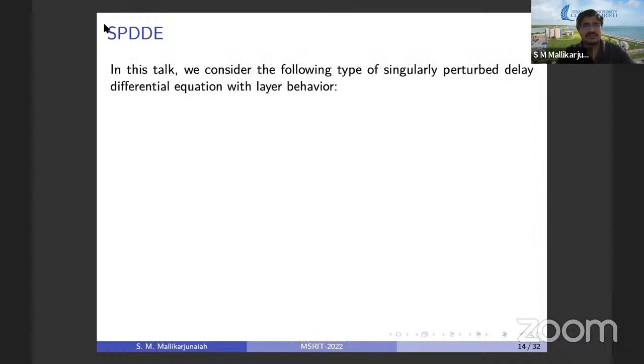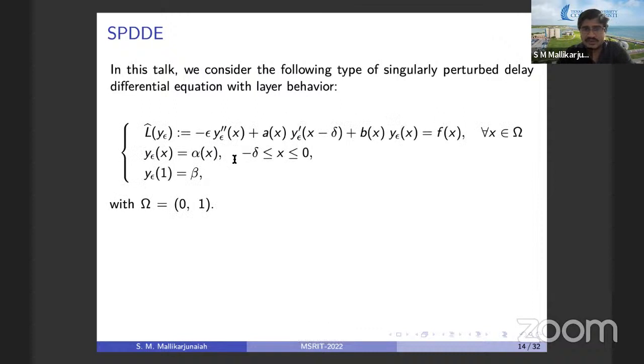Now let's look at the first example. First example is the SPDDE. Now we'll consider the following type of SPDDE with layer behavior. The system is this: L of y epsilon is the first equation, and the boundary conditions are equation 2 and equation 3. Since it's an ODE, I'm going to consider omega as the 1D interval between 0 and 1.